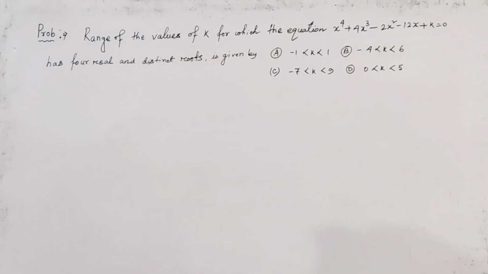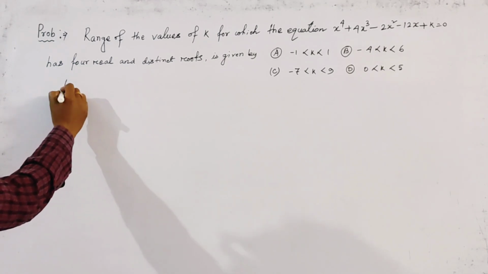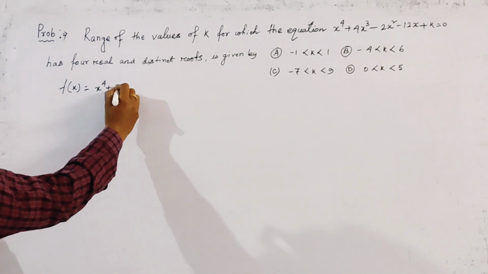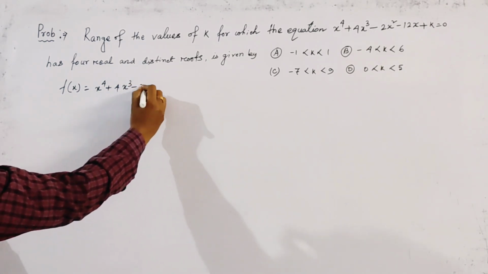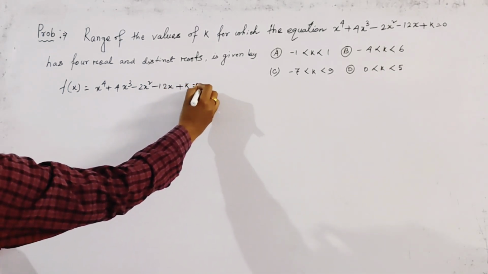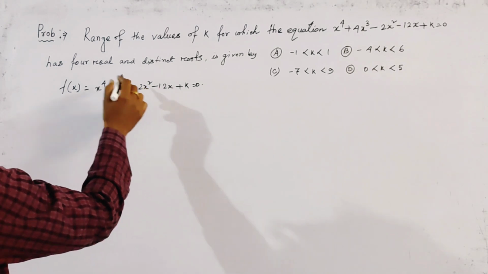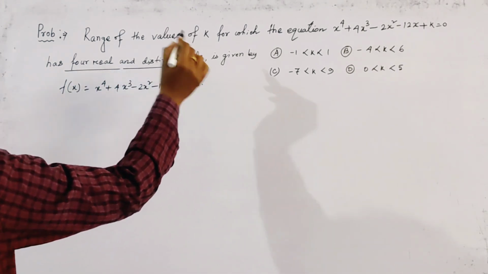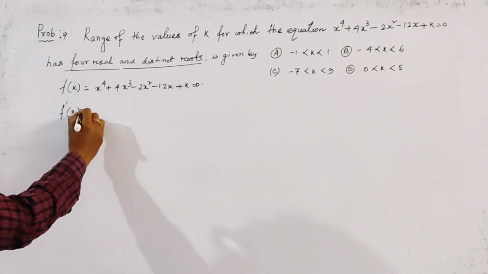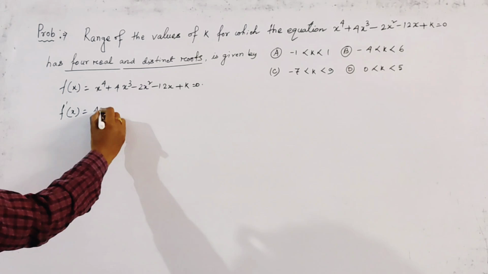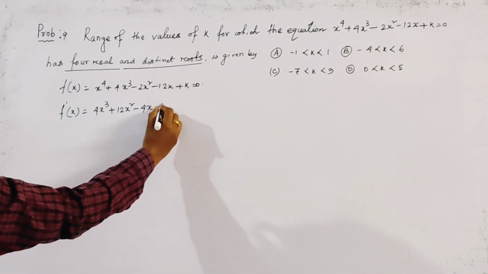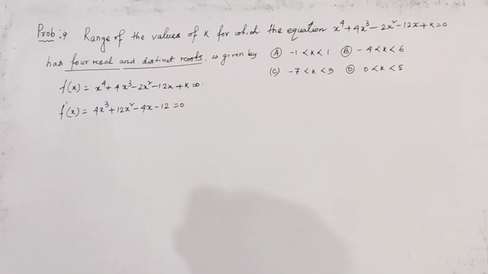For this type of problem, we first write f(x) as the given equation: x^4 + 4x^3 - 2x^2 - 12x + k = 0, and it is given that it has 4 real and distinct roots. So we differentiate this function once and get 4x^3 + 12x^2 - 4x - 12 = 0.